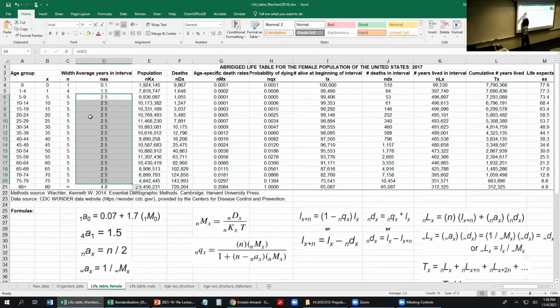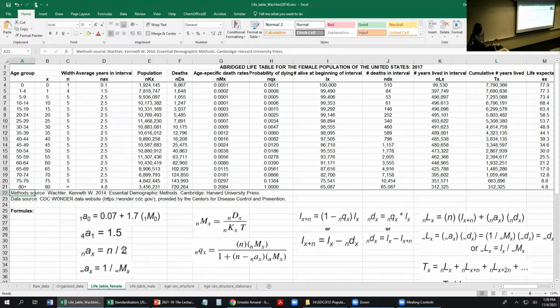How exactly were these data here estimated? Using this book, Essential Demographic Methods from Wachter. What are the formulas that he proposes? For the first one, you get the infant mortality rate, M01, multiplied by this constant, 1.7, plus 0.07. How do I do that?